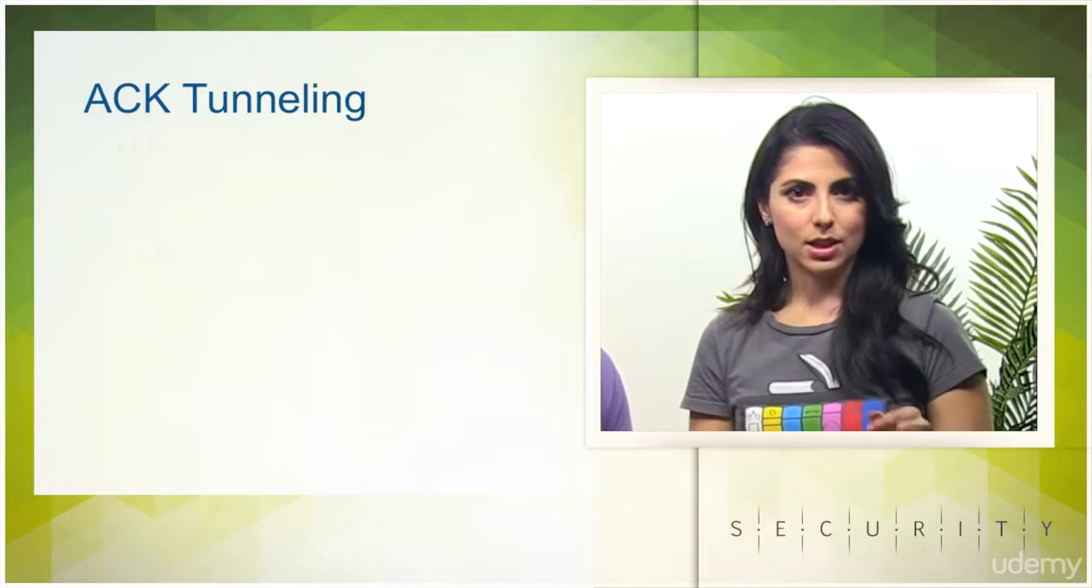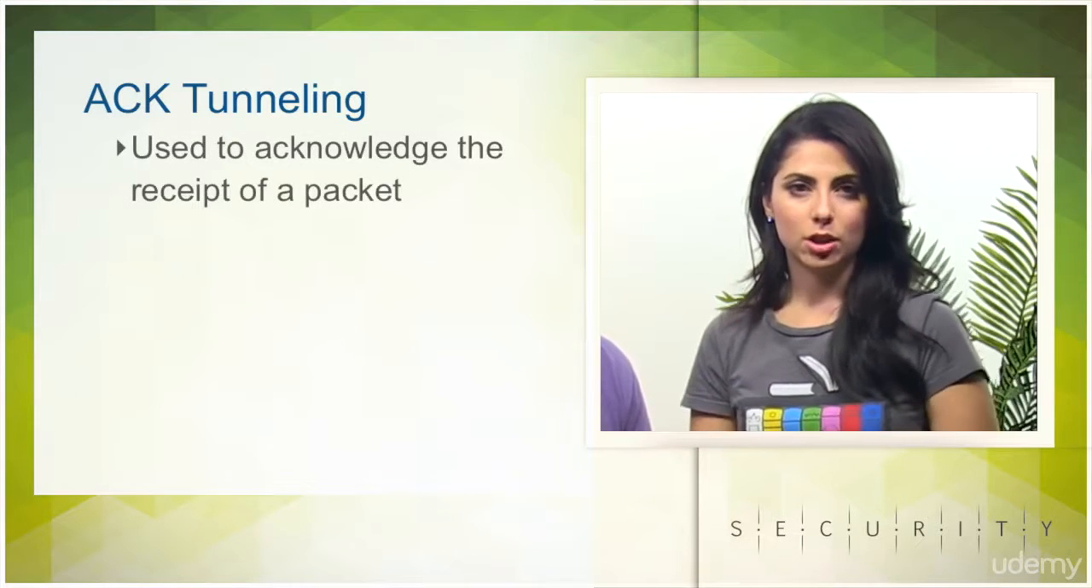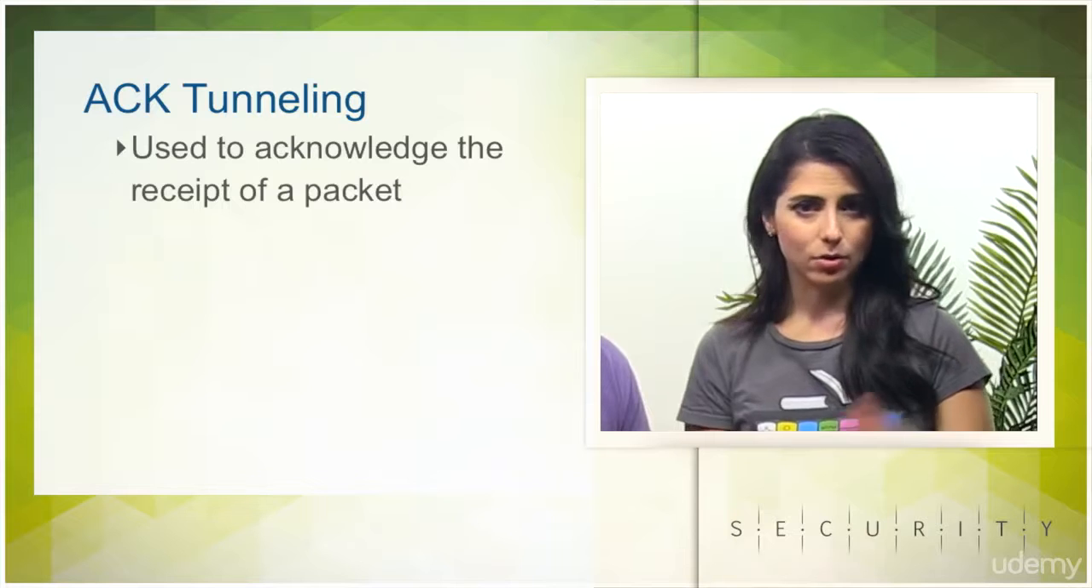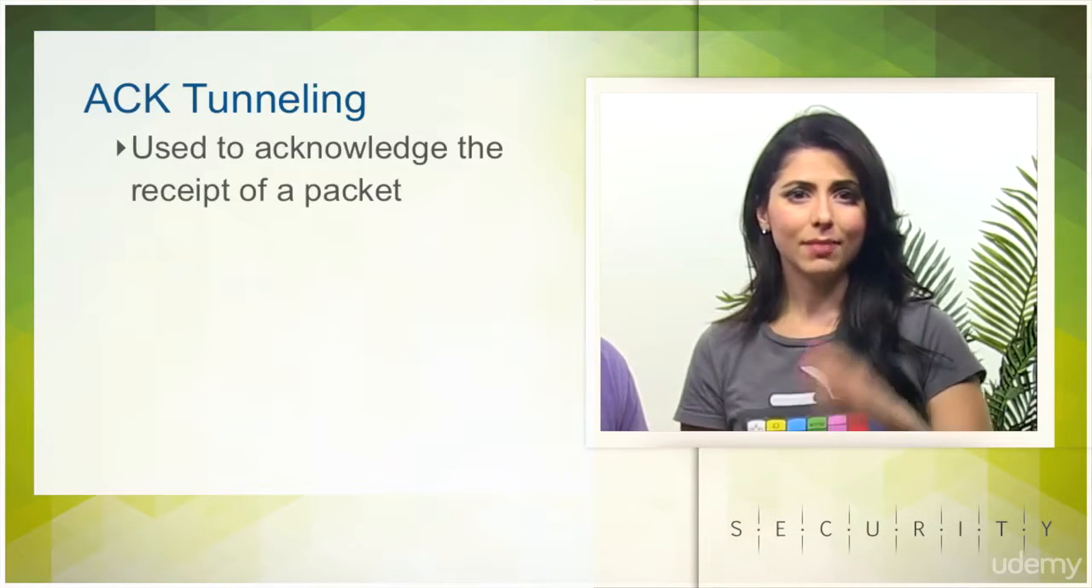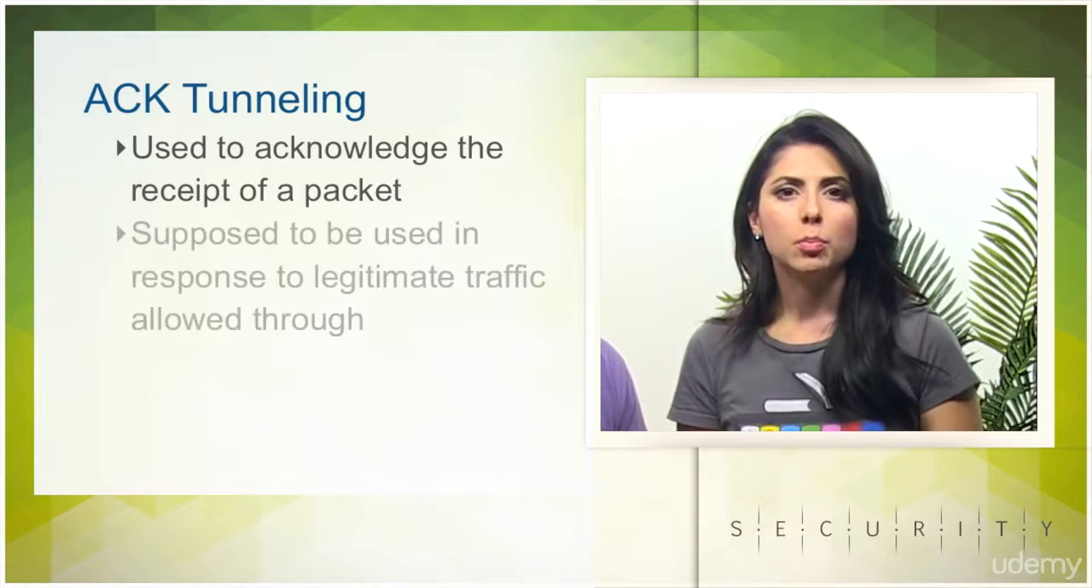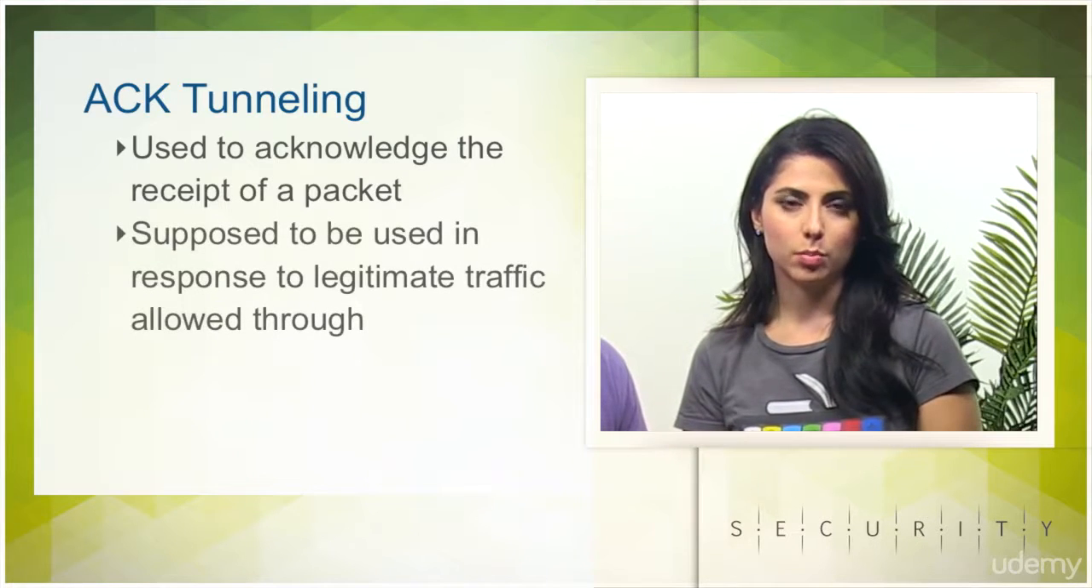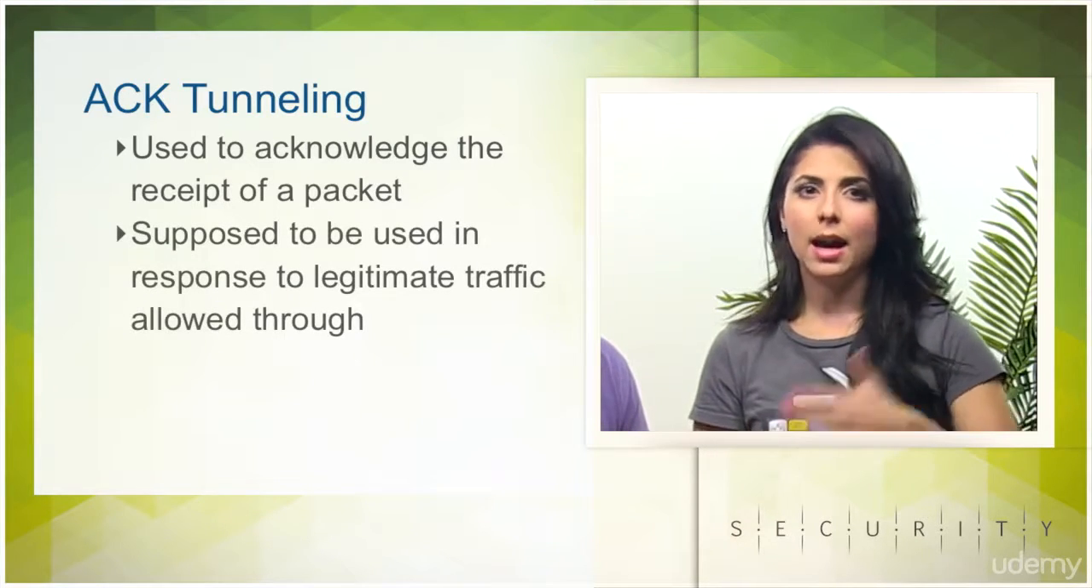And continuing our discussion on tunneling, we're going to talk about a technique called ACK tunneling. It's possible to tunnel a backdoor application with TCP packets that have the ACK bit set. The ACK bit is used to acknowledge the receipt of a packet. Now, some firewalls do not check packets with the ACK bit set. ACK bits are supposed to be used in response to legitimate traffic allowed through.